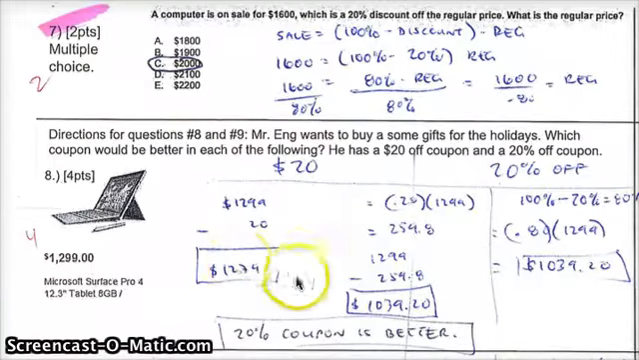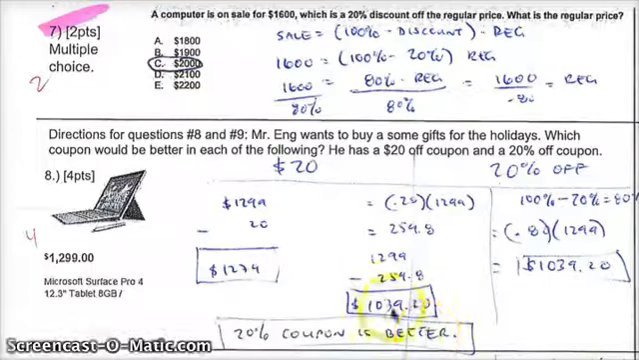Now, if you have these two numbers here, $20 off, you just subtract 20, you get $1,279. And to calculate 20% off, you should have gone $1,039.20. If you have all 3 of these items here, that's how you got your 4 out of 4. If you made a mistake on calculating, say, the 20% off, and you're going in the right direction, I gave you 3 out of 4. The 20% coupon is better because you're paying less money.